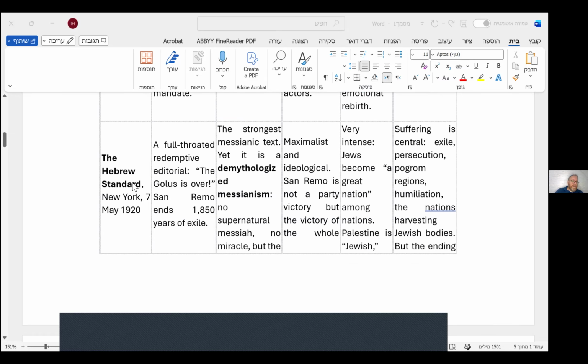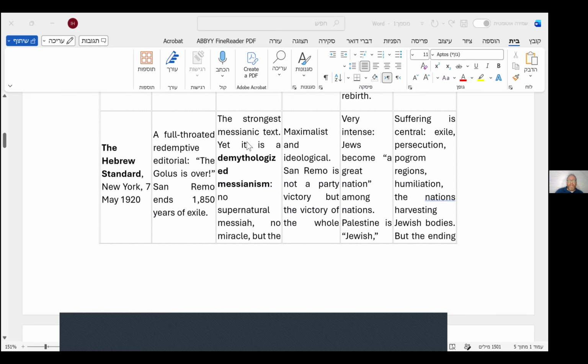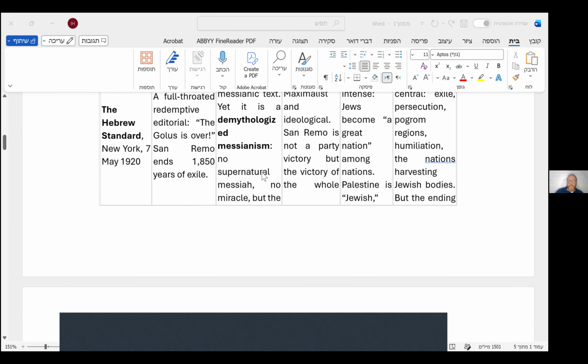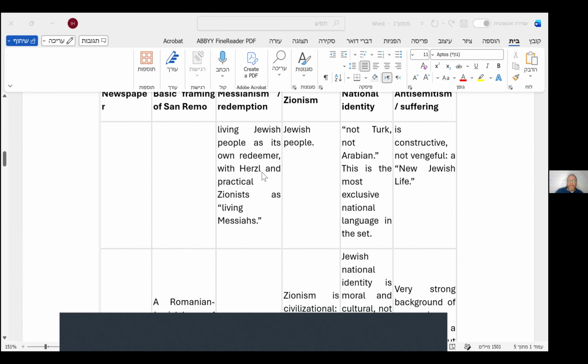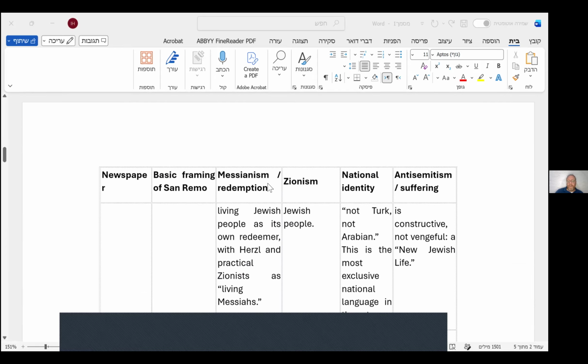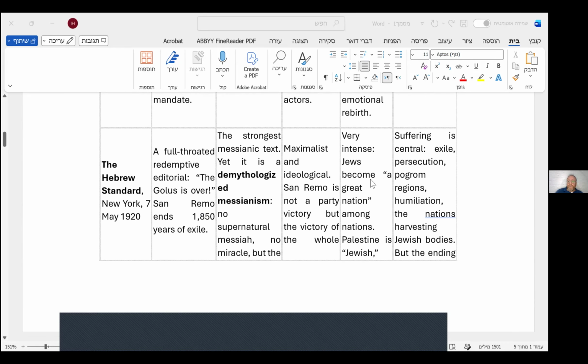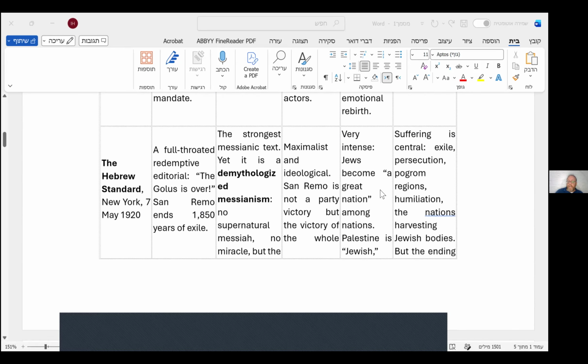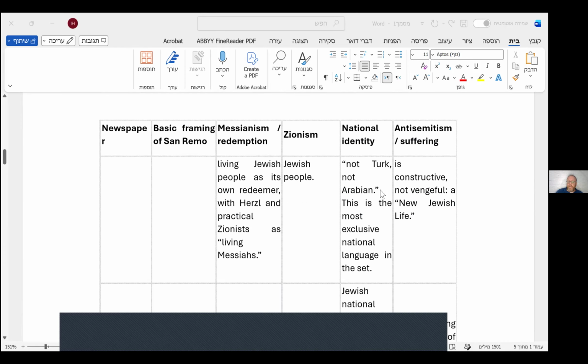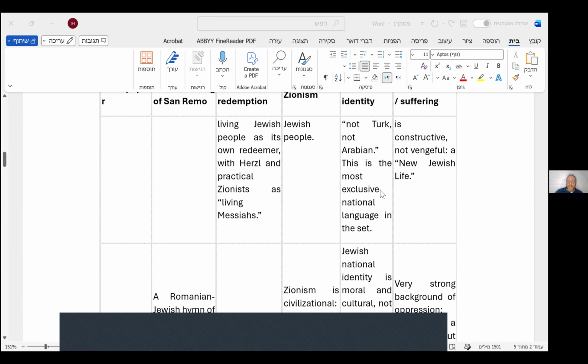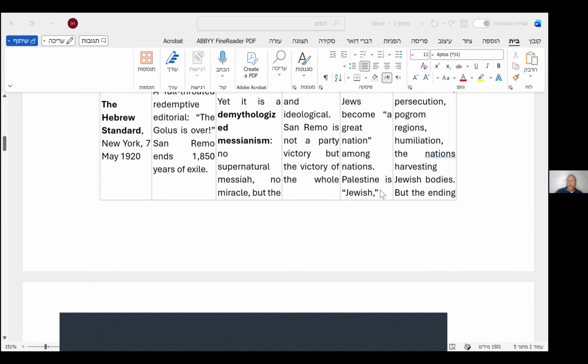Here you see in the Hebrew Standard from New York, the strongest messianic text. It is a demythologized messianism, no supernatural Messiah, no miracle, but the living Jewish people as its own redeemer with Herzl and practical Zionists as living messiahs. Moreover, you can see the language, the national language is very intense. Jews become a great nation among nations. Palestine is Jewish, not Turk, not Arabian. Most exclusive national language in the set.